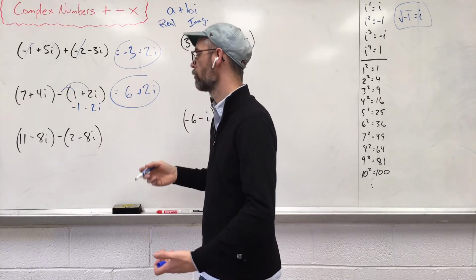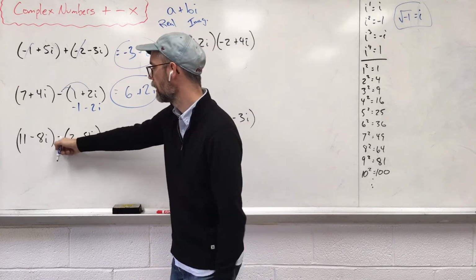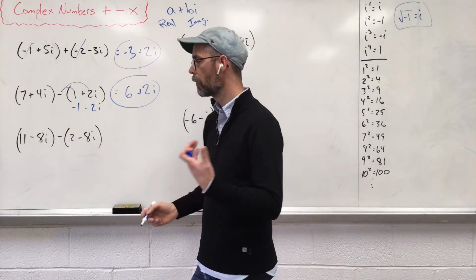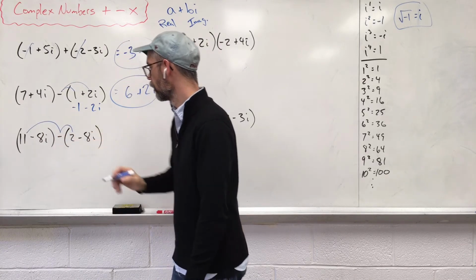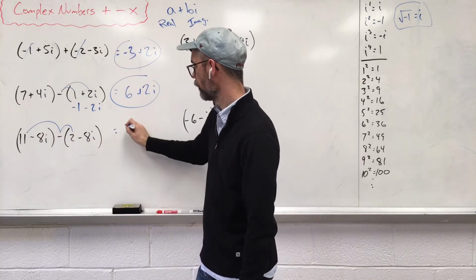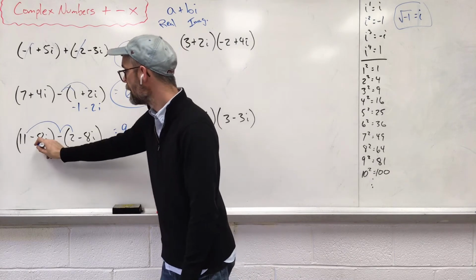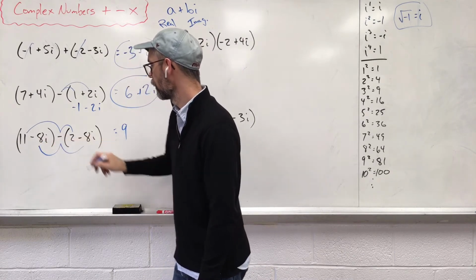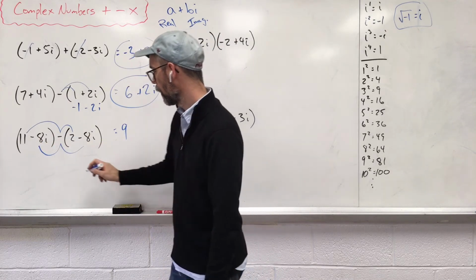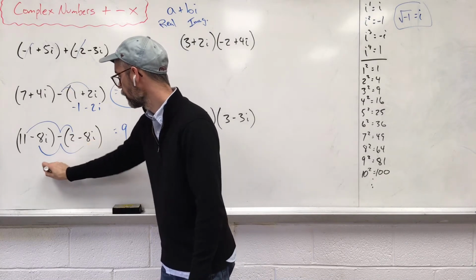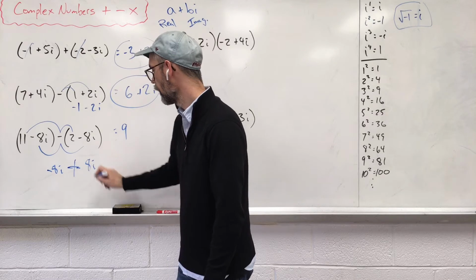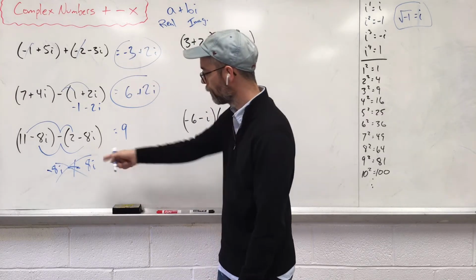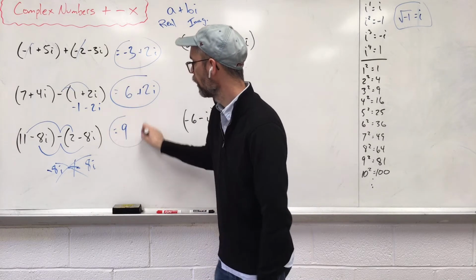What if I don't distribute the negative? Well, we just got to make sure we make a stop there. So 11 minus 2, giving us 9. -8i minus -8i. So remember, negative negative turns to a positive, so we're going to say -8i minus minus, which is positive 8i. Those guys cancel out. Why? Because one's positive, one's negative, and you're left with just 9.